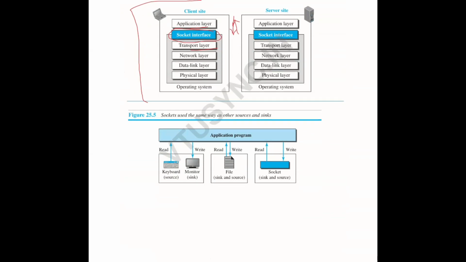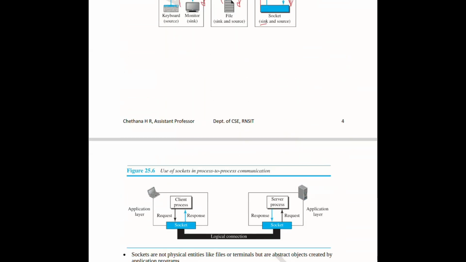Socket is used the same way as other sources and sinks. So now look at this. Keyboard sends in, it is getting read. Monitor gets the written response. Files get read, then it is written. So this is how socket works. What is given in as input from the source is being written onto the socket, or given to the socket as output.